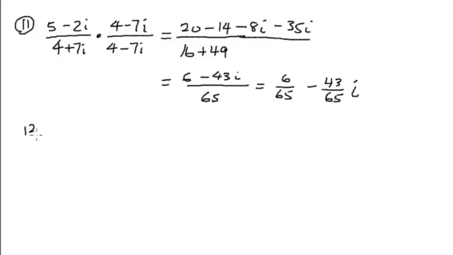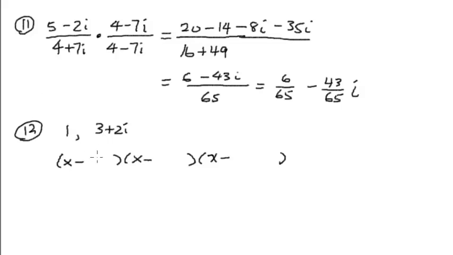Okay, number 12. Find the third degree polynomial with the zeros 1 and 3 plus 2i. Okay, I'm going to start by writing my negative like this, and then writing this one here. And then, since imaginaries come in conjugate pairs, I'm going to have another one. So I'm going to put this in here, minus 1, the minus 3 plus 2i, and 3 minus 2i.